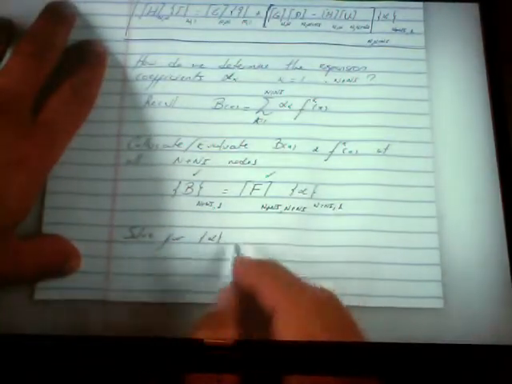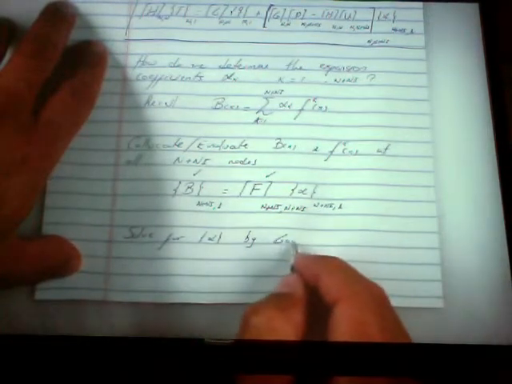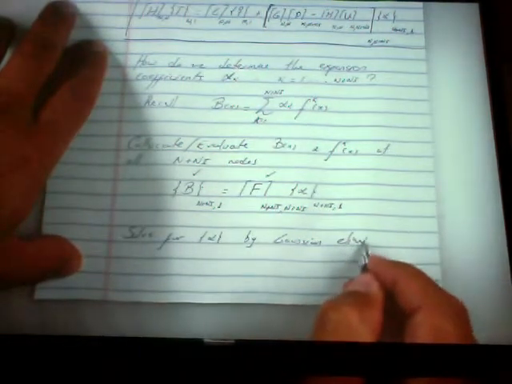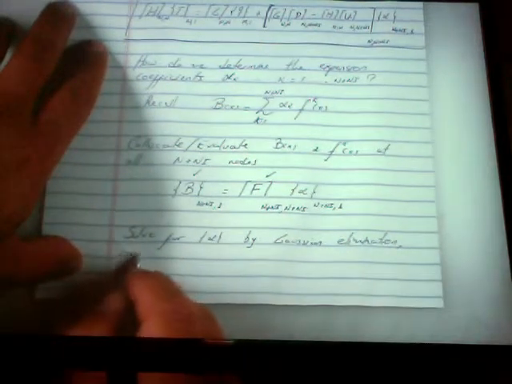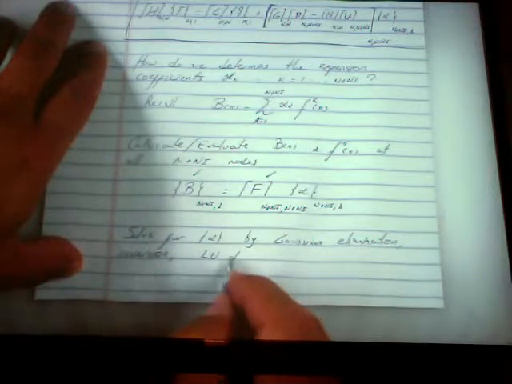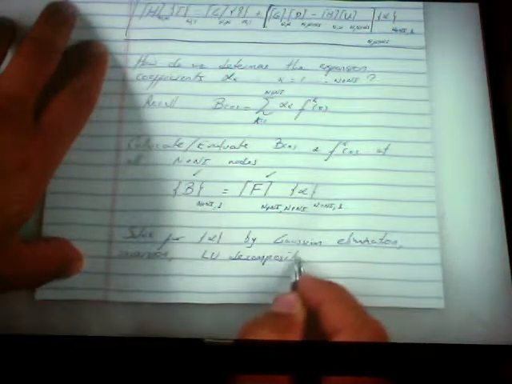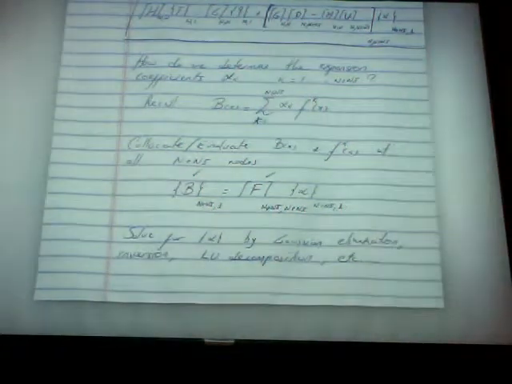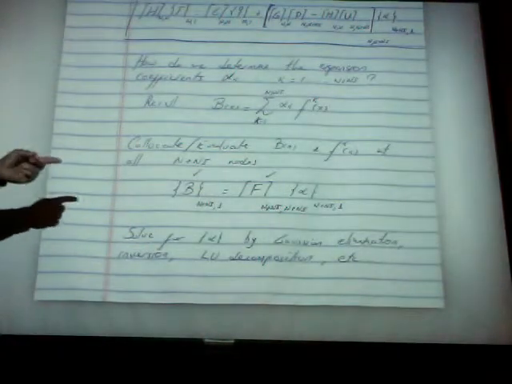Solve for alphas by Gaussian elimination, inversion, LU decomposition, etc. Whichever method we want. We obviously select LU decomposition because we already have it in the code. So all we need to do is form another matrix and another vector, pass it over to the LU decomposition routine, and there we have it. We have some alphas.